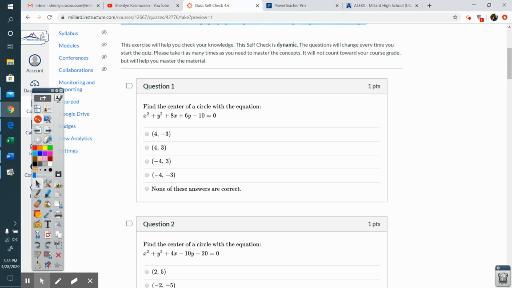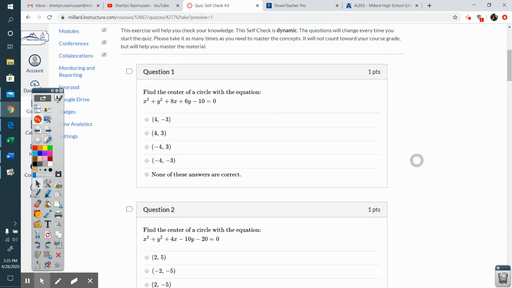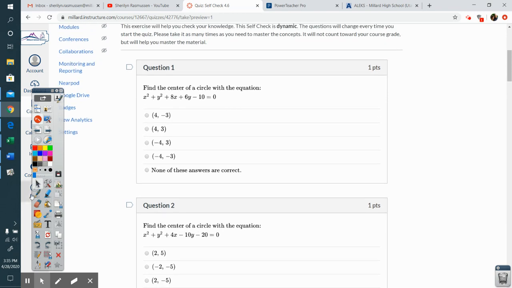You have to complete the square. It does take a little bit longer, but it's not difficult because we've done these concepts before. It just does take a little bit longer than some of the other problems that we've done. But we'll just be doing one assignment on this.